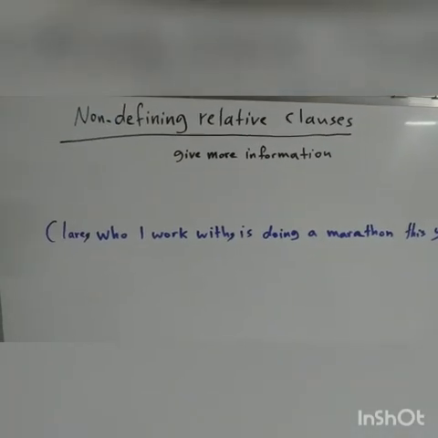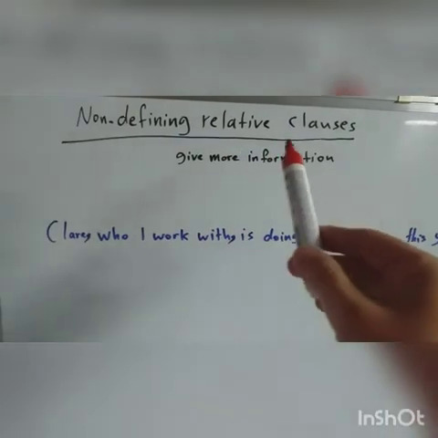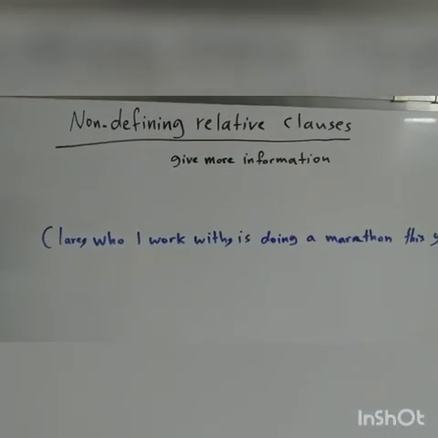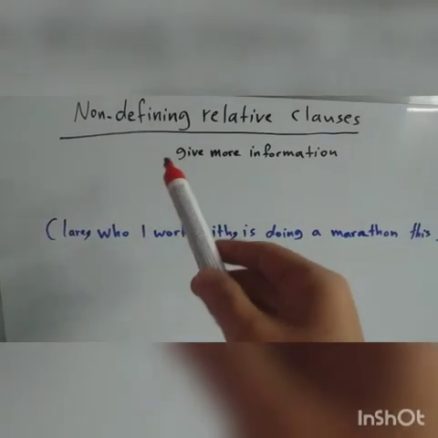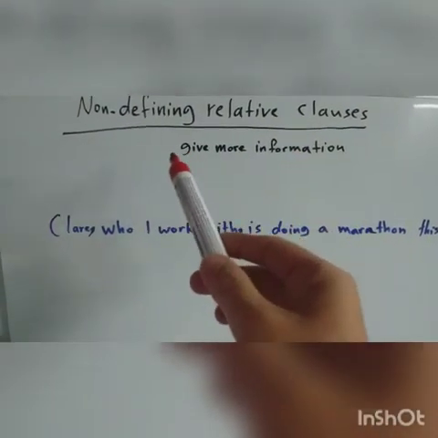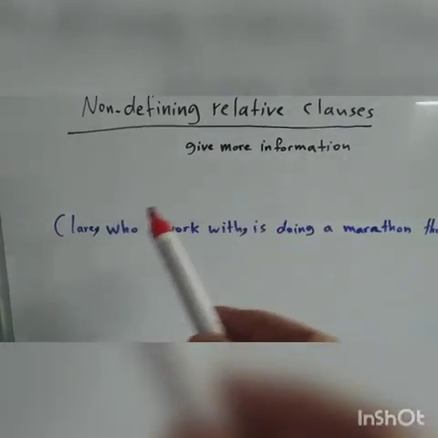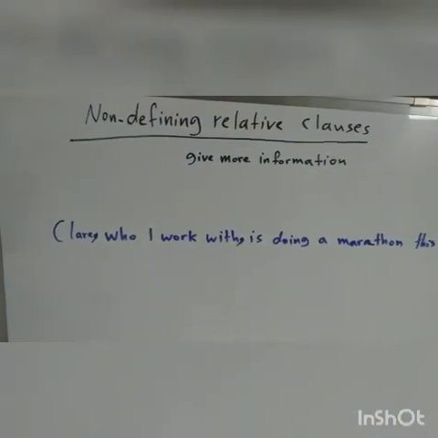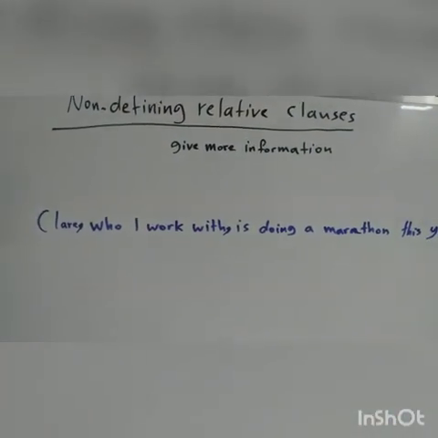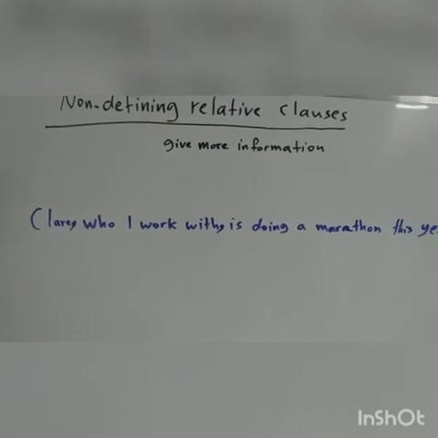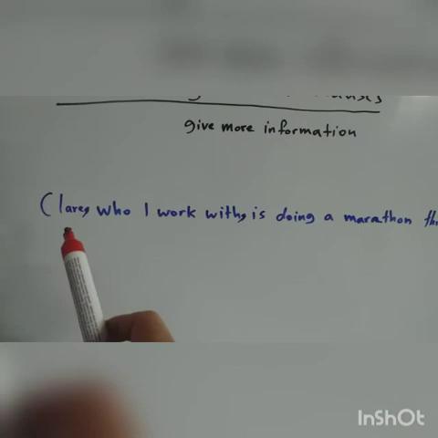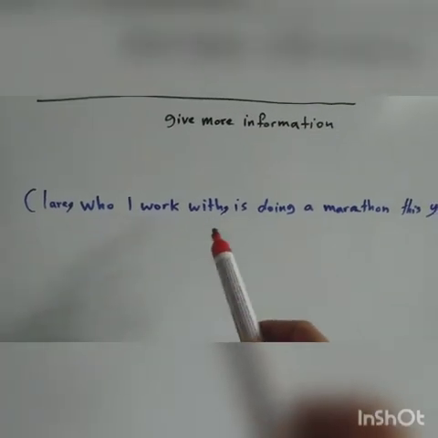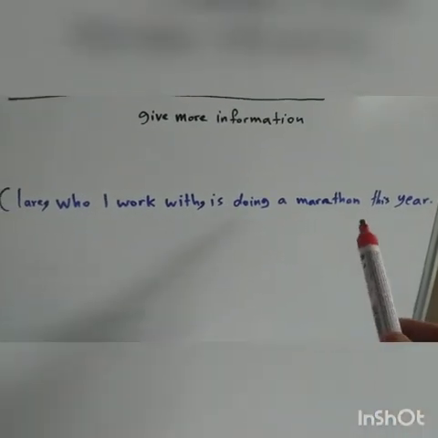The second type of relative clauses is the non-defining relative clauses. So what do we mean by non-defining relative clauses? Non-defining relative clauses give more information about the noun. So that's why we use them, to give more information about the noun. Let's look at this example. Claire, who I work with, is doing a marathon this year.